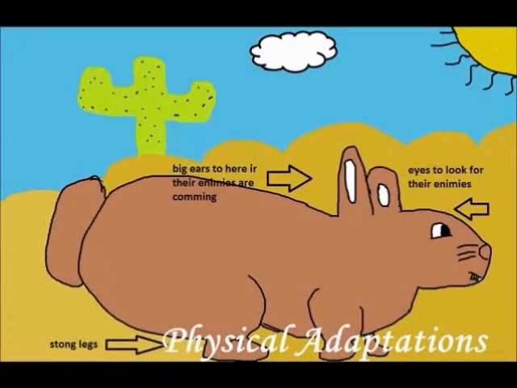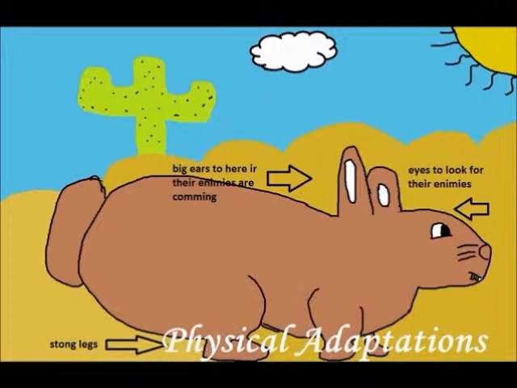Jackrabbits have many physical adaptations to survive in the desert. Their long brown ears help them to keep their bodies cool. Jackrabbits turn their ears to hear better, and they have one big black stripe on their tail. They have good eyes to see if their enemies are coming.